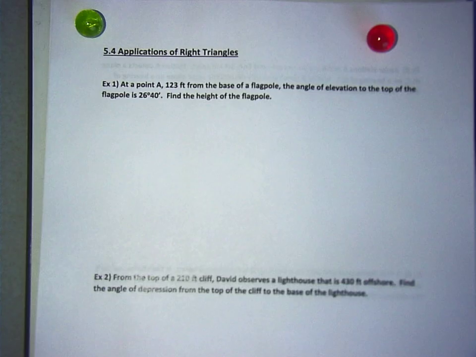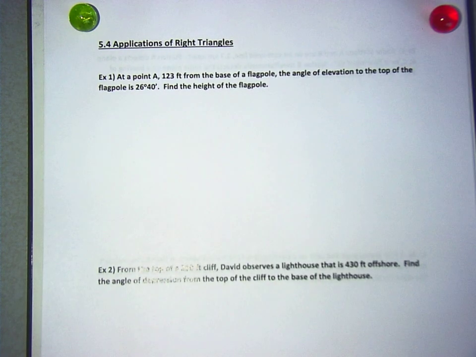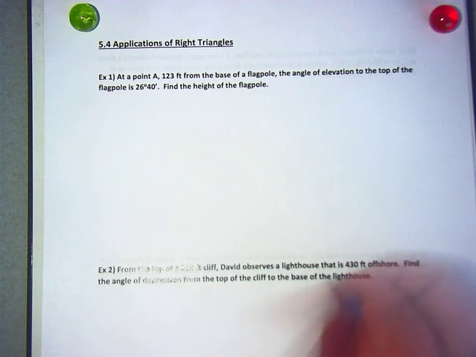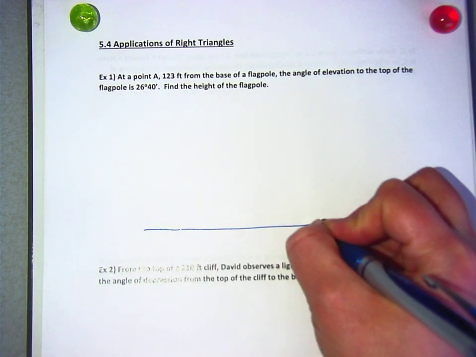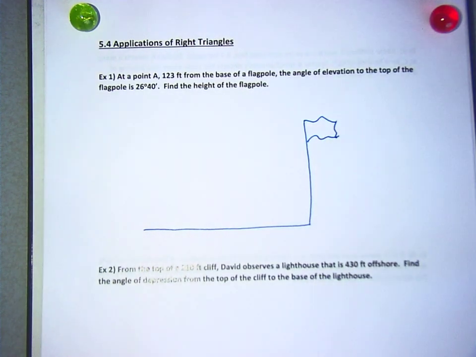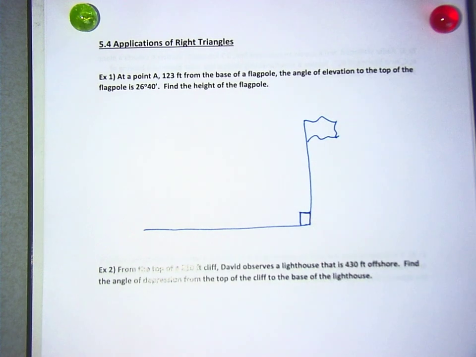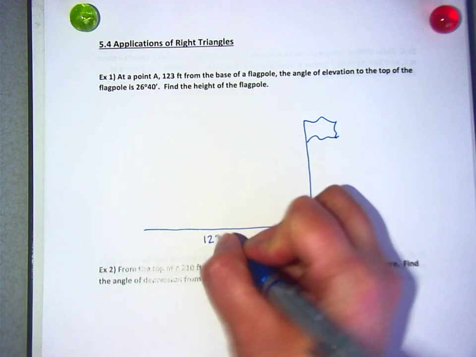All right, here we go. The hard part about these problems is not the SOHCAHTOA, I'm hoping. The hard part is drawing the picture and getting it right, which is why I didn't draw a picture of any of these for you. We're going to draw them together. At a point A that is 123 feet from the base of a flagpole. All right, so I'm drawing, here's a flag. Anytime they say something like a flagpole or a building, you can assume that's a right angle there. All these drawings are going to have right angles in them anyway. That's why we're using SOHCAHTOA. And this is 123 feet.